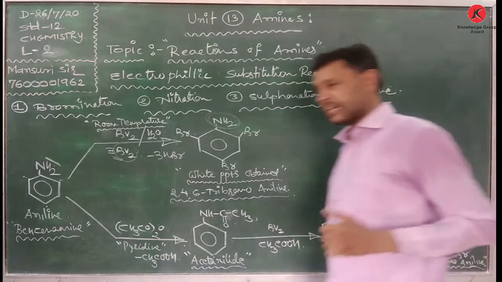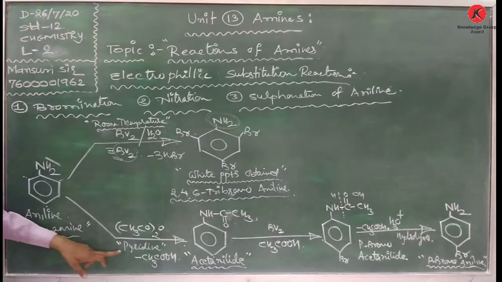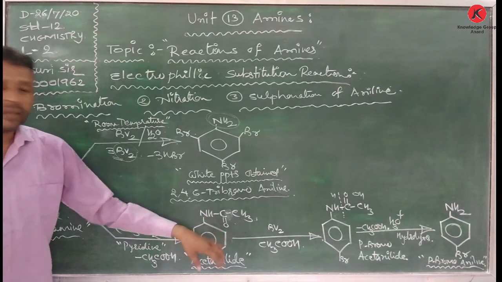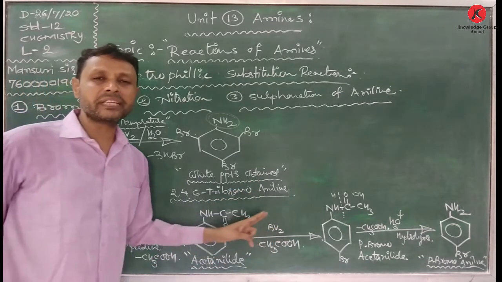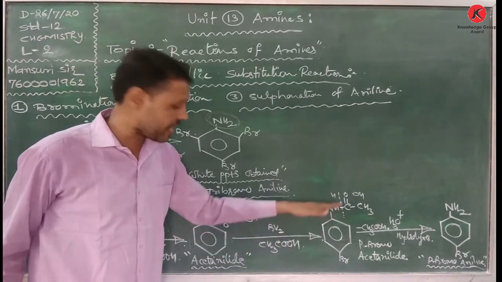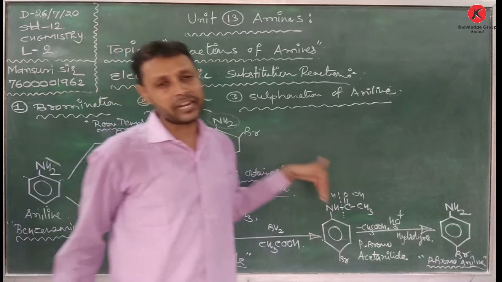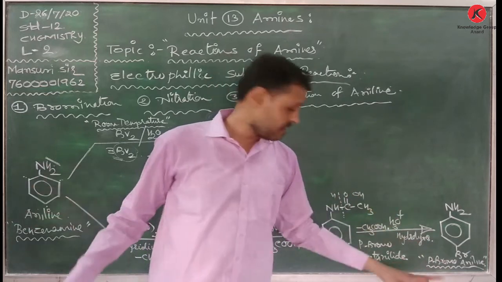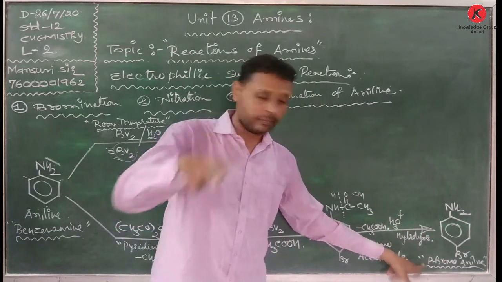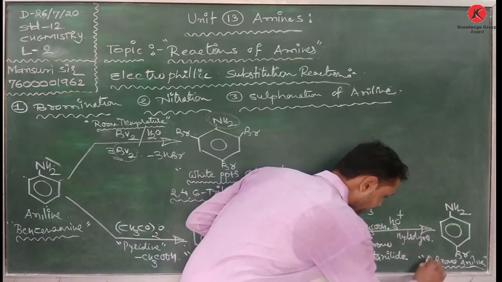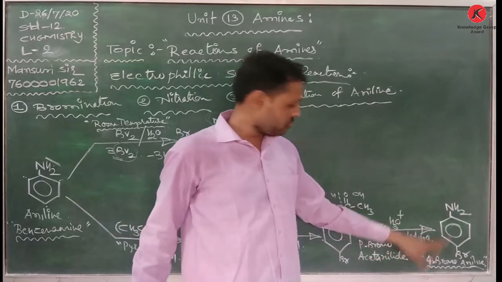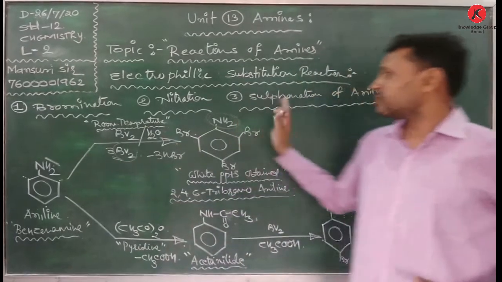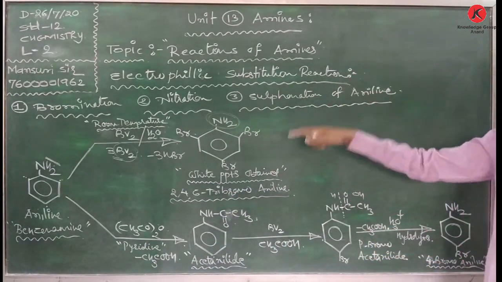So we can say that when aniline reacts with acetic anhydride in presence of pyridine, then acetanilide is formed, and thereafter bromination in presence of acetic acid, then para-bromoacetanilide is obtained, and after hydrolysis we can obtain 4-bromoaniline or para-bromoaniline. When para is used, this is the common name, and when the number 4 is given, this is the IUPAC name, 4-bromoaniline or 4-bromobenzeneamine.